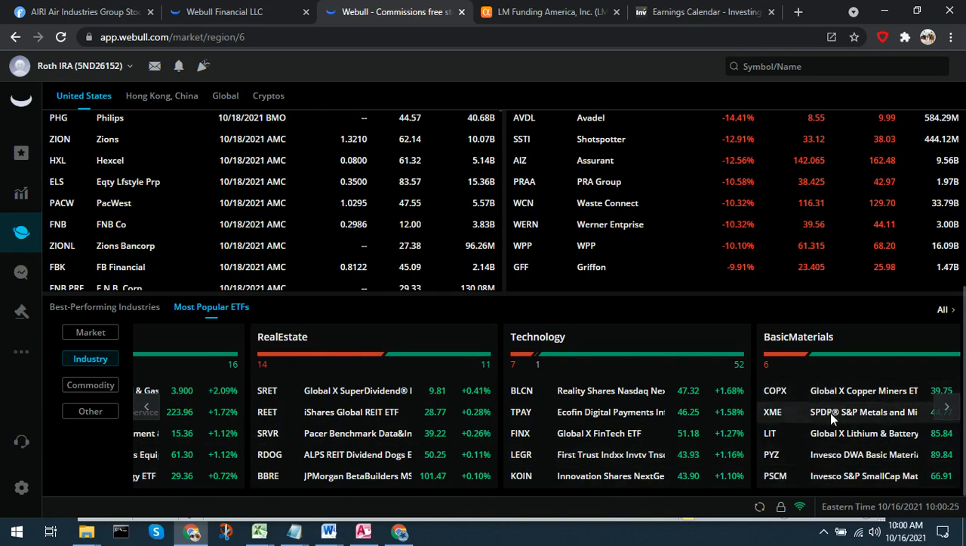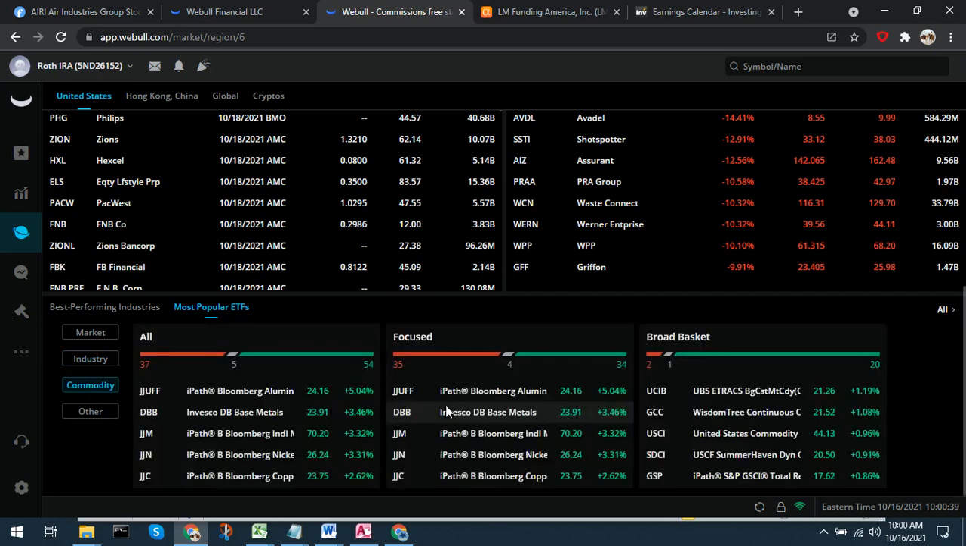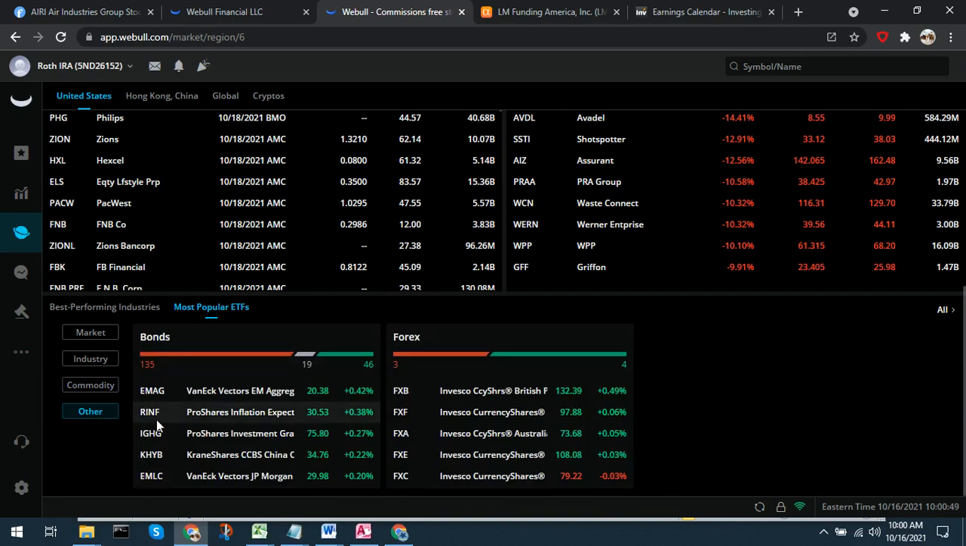Copper, we see copper was up. We saw that in the futures as well. Consumer defensive down. Consumer cyclical still okay, but consumer defensive was down. So that's interesting. Look at commodities. We're going to see copper's up, aluminum's up, nickel's up. A lot of the commodities are up. We kind of know that again from the futures.